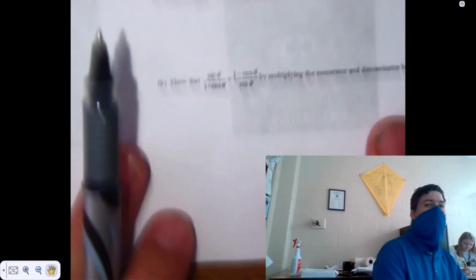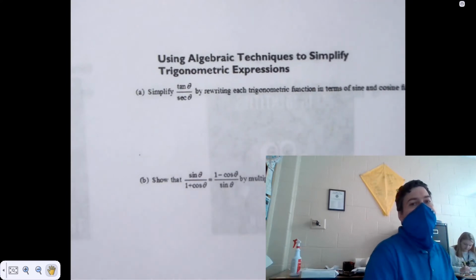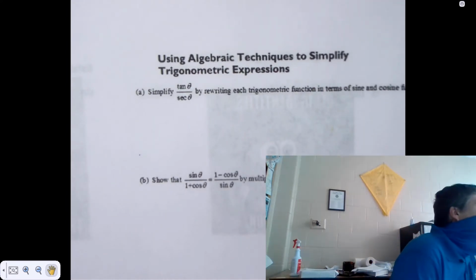So we get to jump straight down here, where you learn how to rewrite and manipulate trig expressions to a desired outcome. We're supposed to simplify the tangent of theta over the secant of theta by writing each function in terms of sine and cosine, because we'll see some cancellations. The idea is simplify.